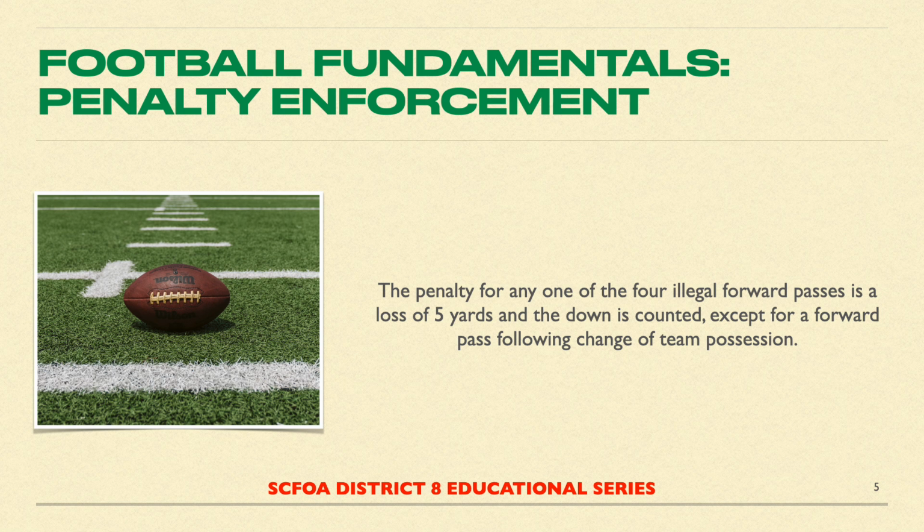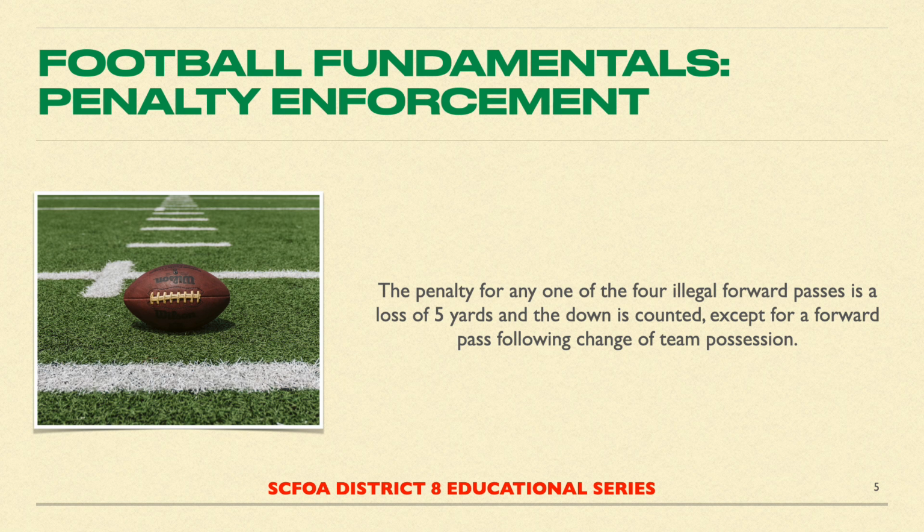Our next penalty enforcement fundamental tells us the penalty for any one of the 4 illegal passes is a loss of 5 yards and the down is not counted, except for a forward pass following change of team possession. The down is not counted is a fancy way of saying loss of down, or LOD. When there is a loss of down provision with a penalty enforcement, it simply means that the down is not replayed. So, an illegal forward pass thrown on second down means there will be a 5-yard penalty from the basic spot, and the next down will be third.